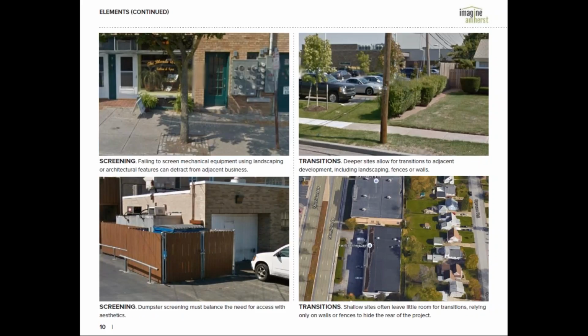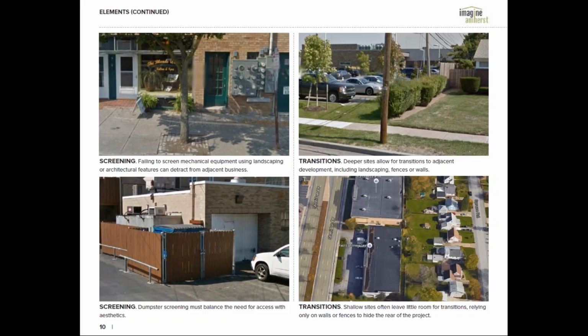Screening is very important for mechanicals and for dumpsters, but screening has to be practical. So in this instance, in the upper image, you're seeing a series of gas meters located on the outside of a building, which could have been architecturally screened, but probably could not have been hidden behind landscaping. You're also seeing in the lower image dumpster screening. This dumpster screening has to take into account the fact that access to the dumpster in order to empty it and in order to place items from the business into the dumpster is very important. So we have to balance the need for access with the aesthetics of hiding the dumpster.